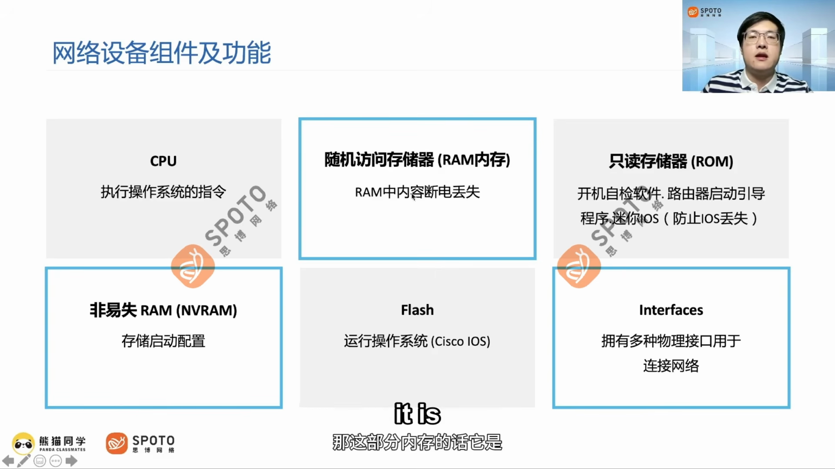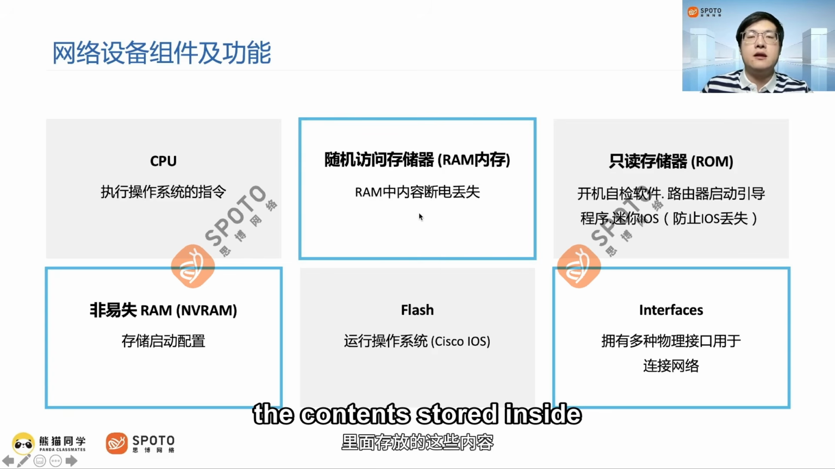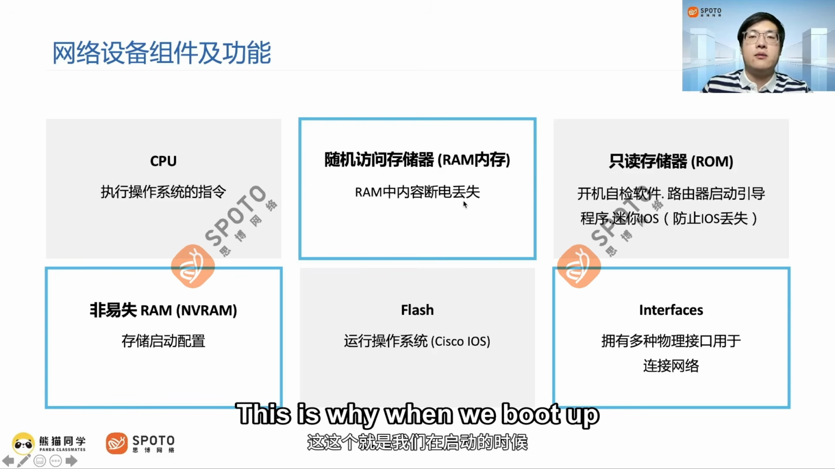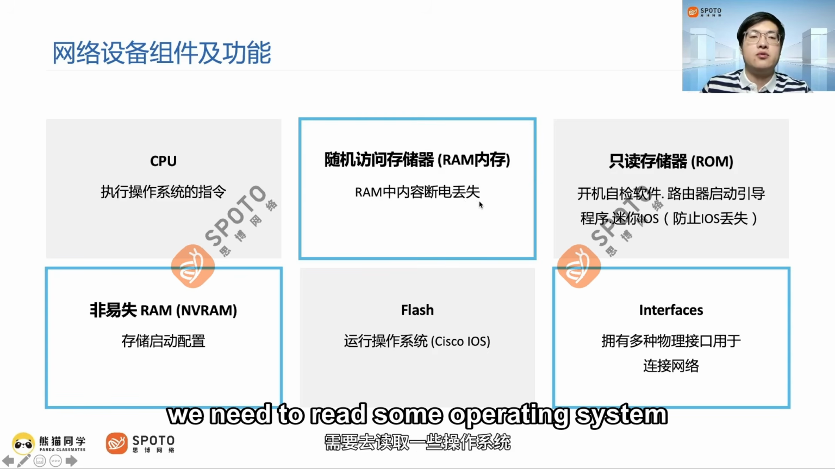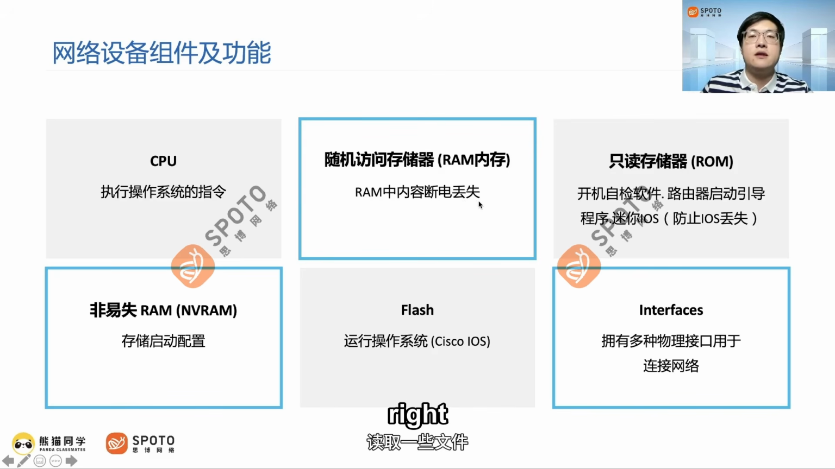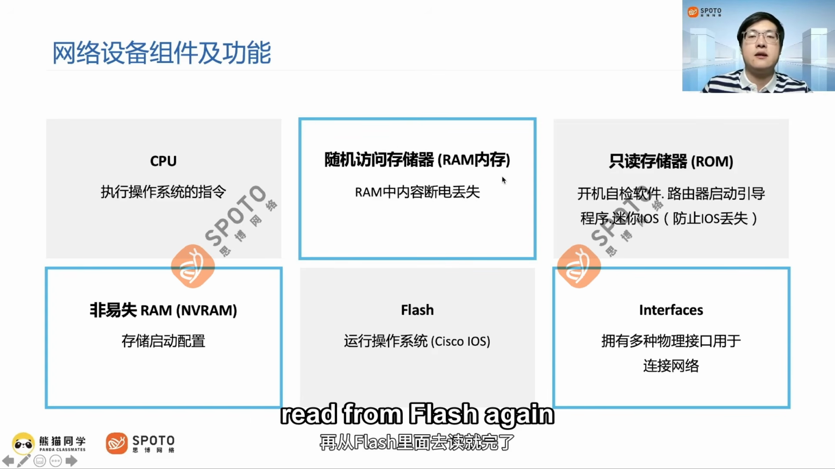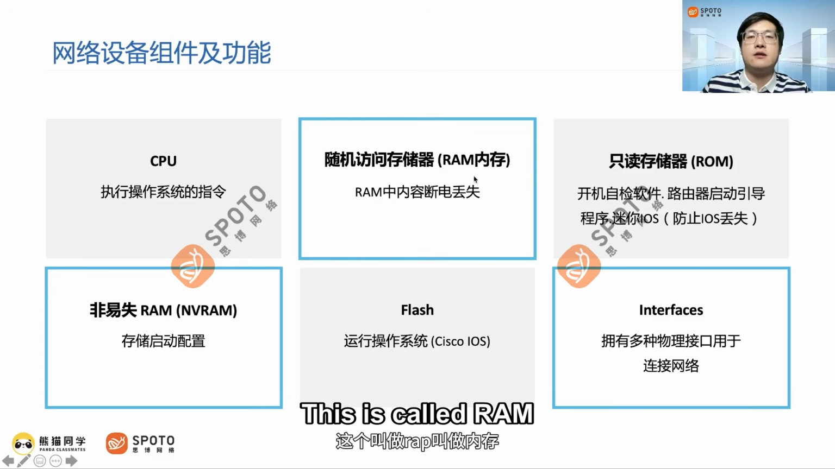Then RAM. This we call memory. This part of memory, the contents stored inside will be erased after a power loss. Just gone. This is why when we boot up, we need to read some operating system files. So when reading, where to put them? Put them into RAM. Then when you shut down, this content is gone. Next time you power on, read from flash again. That's it. This is called RAM.